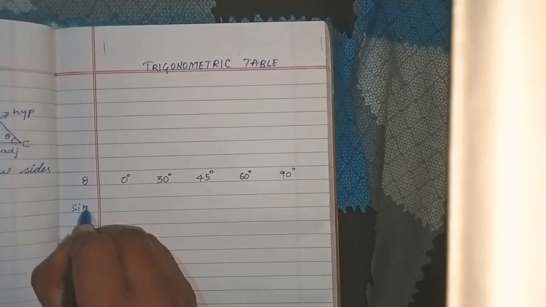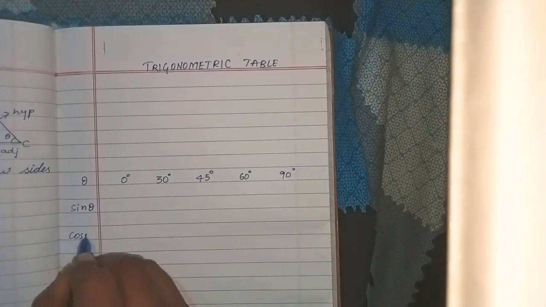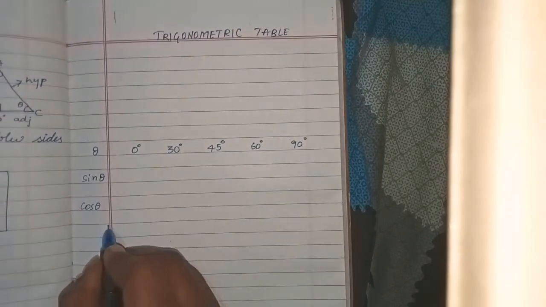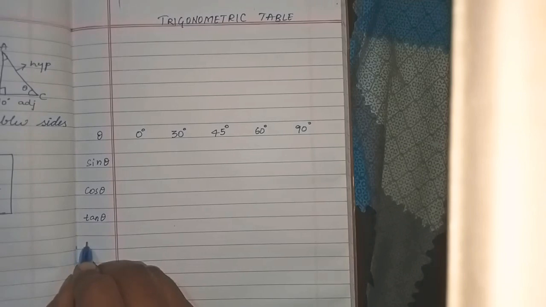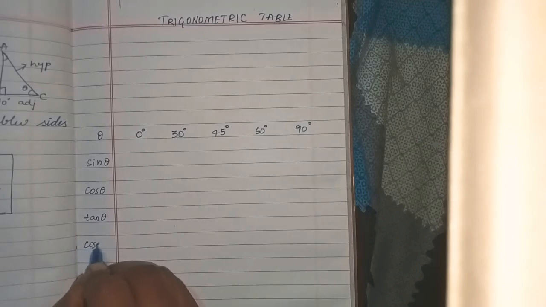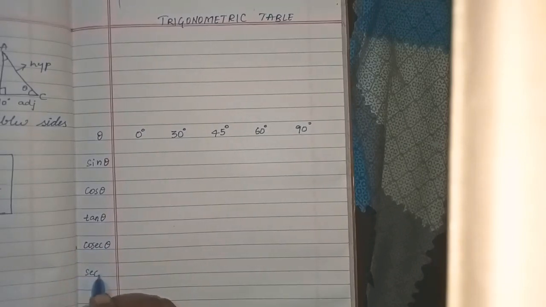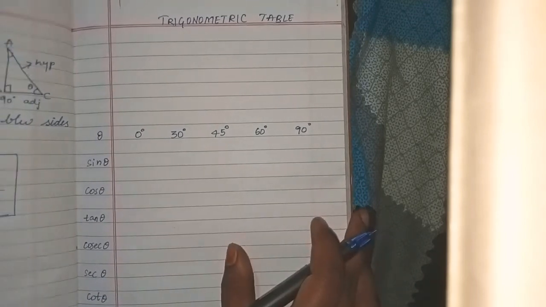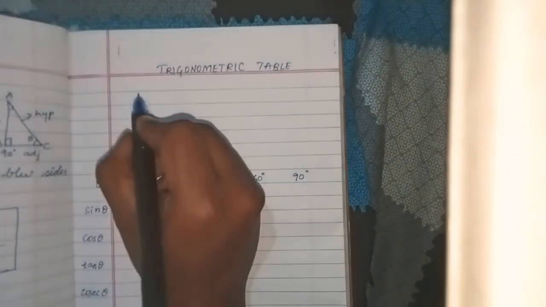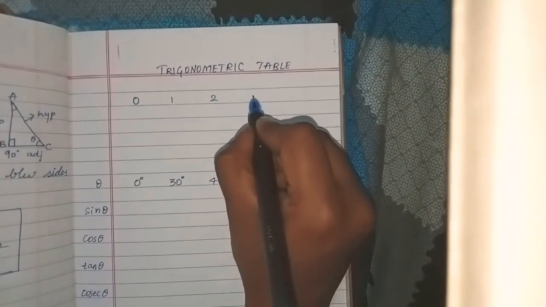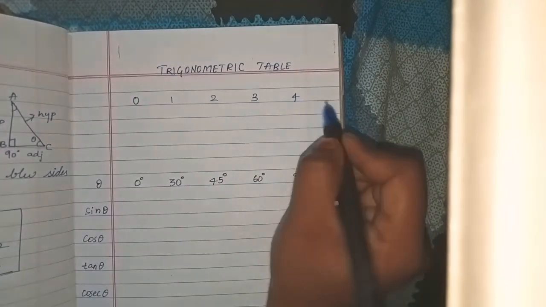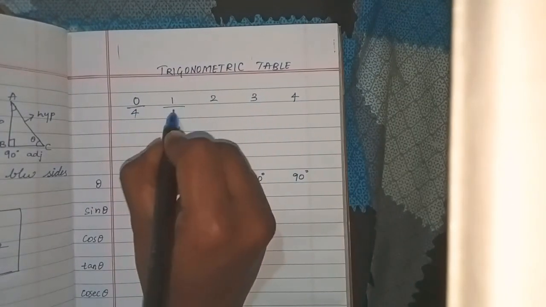So this is sine theta, cos theta, tan theta, cosec theta, sec theta, then we have cot theta. Okay, so let me tell you an easy way to remember it. Just write down 0, 1, 2, 3 and 4. Divide it by 4.